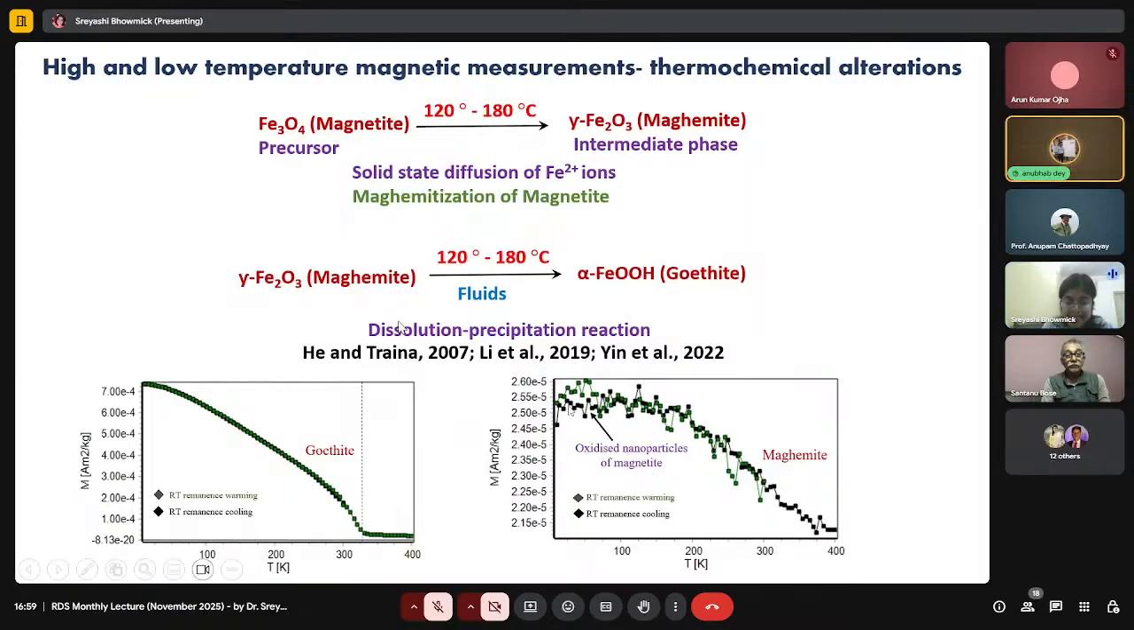So, basically what happens, the maghemite dissolves in the fluid and the goethite gets precipitated. So this is what we call the dissolution and precipitation reaction.